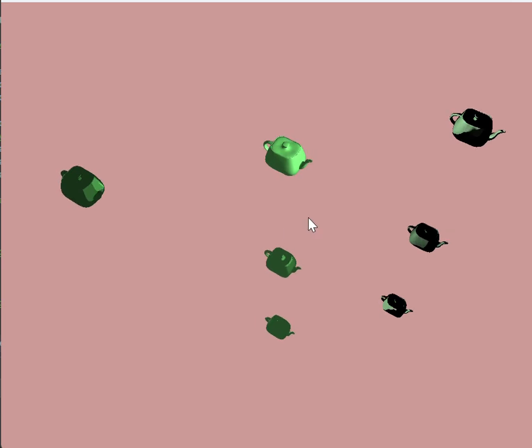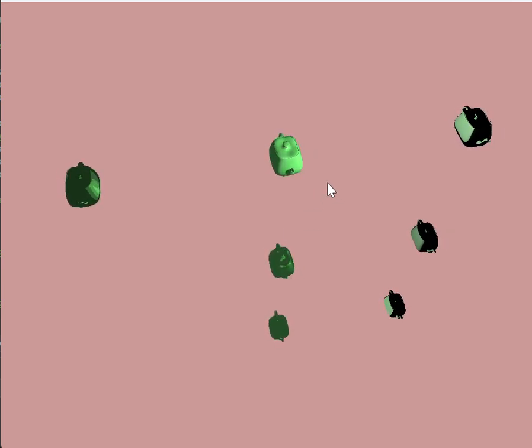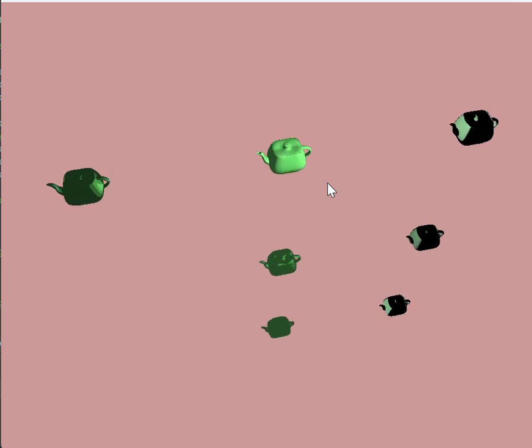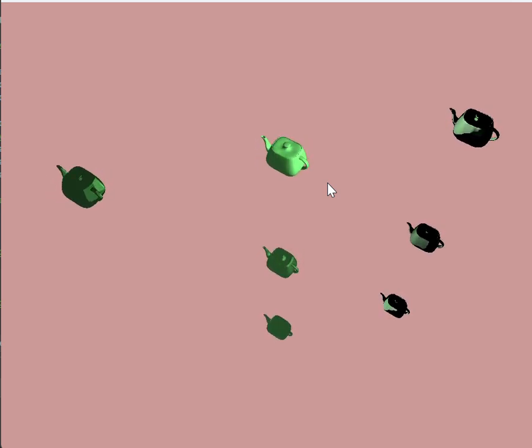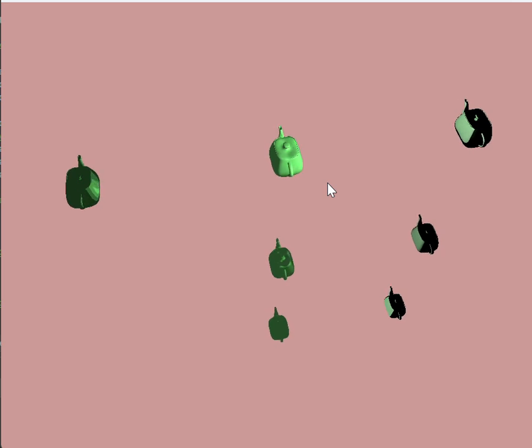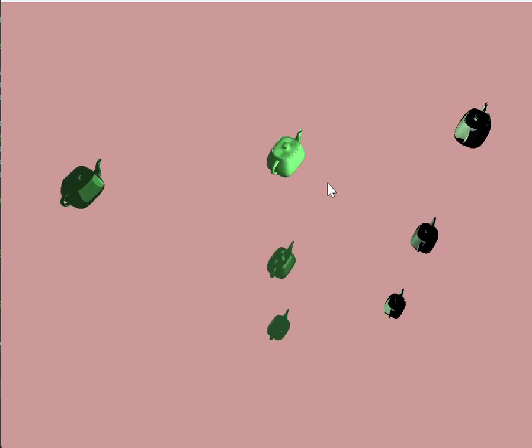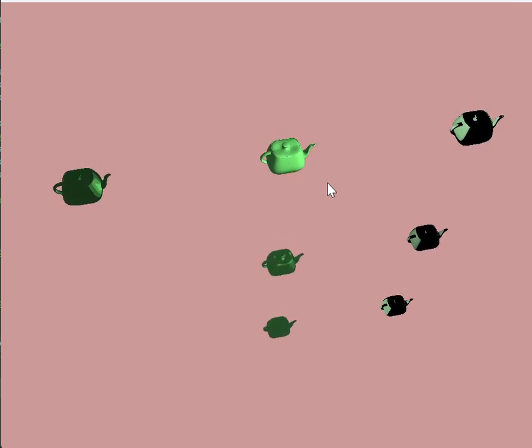What I also find really interesting is that all 7 of these teapots have the same base color, but based off the shading, that coloration was really altered. I would almost say that these teapots are completely different colors.